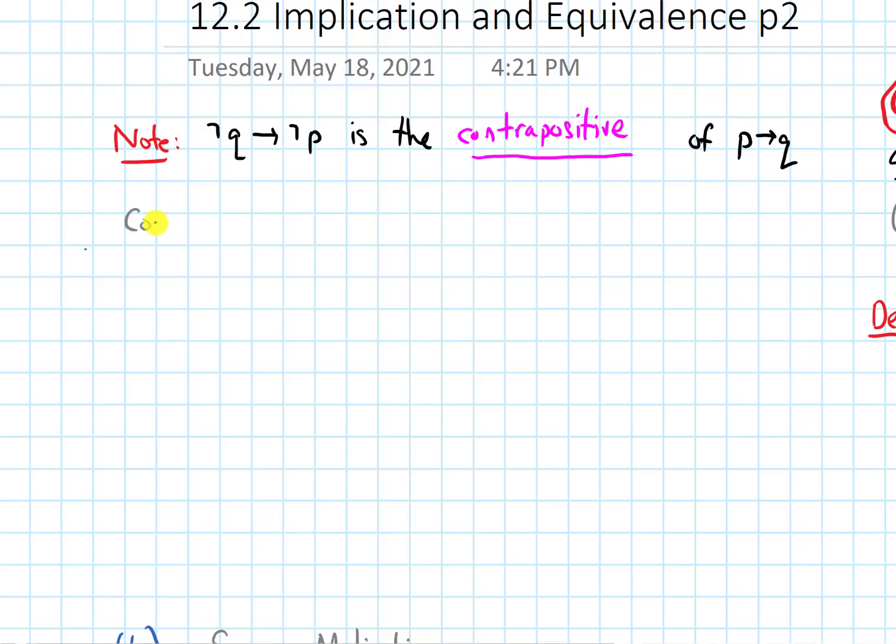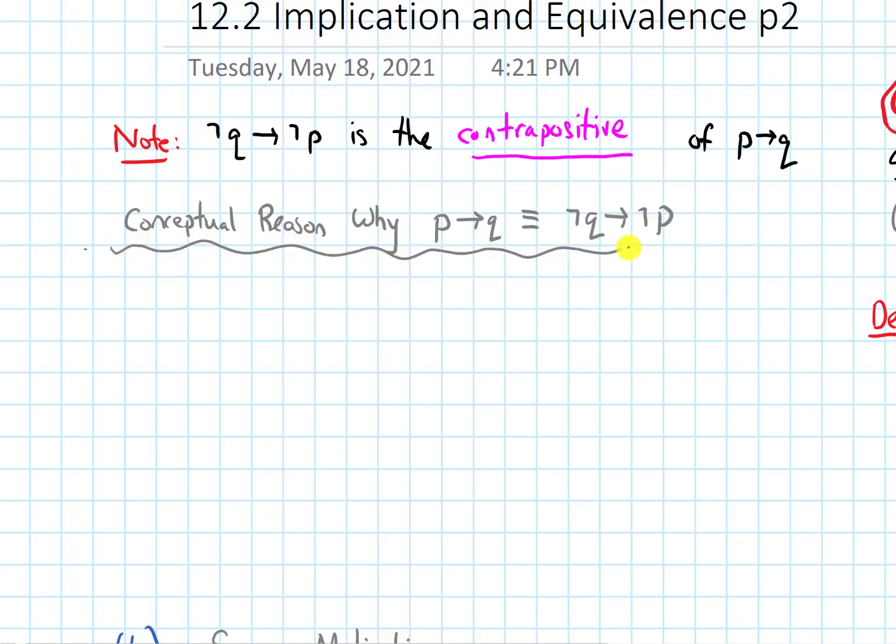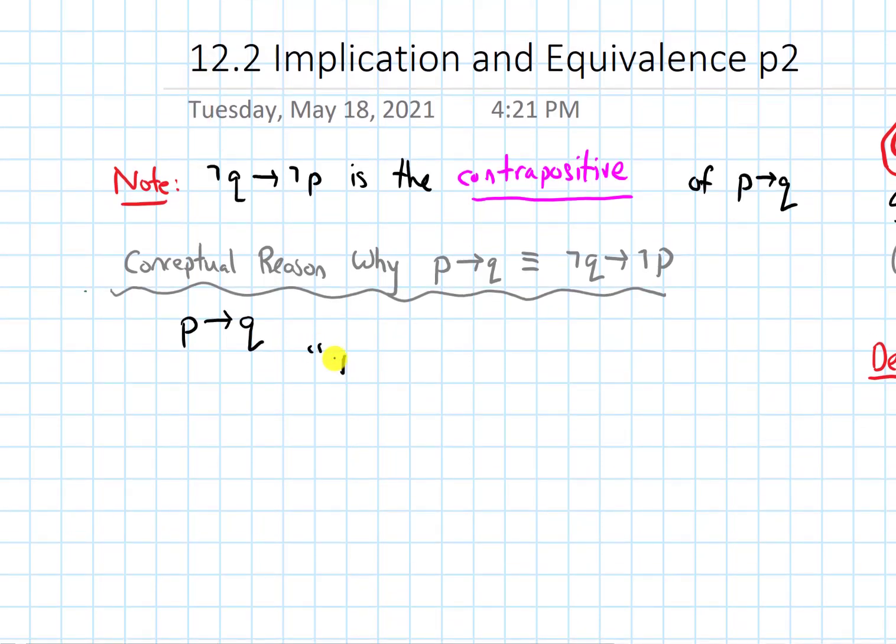And we've actually seen a conceptual reason for why P implies Q is equivalent to not Q implies not P. But I want to recap that explanation. It involved looking at a Venn diagram. If I write P implies Q, in words this means if we are in P, then we are in Q.